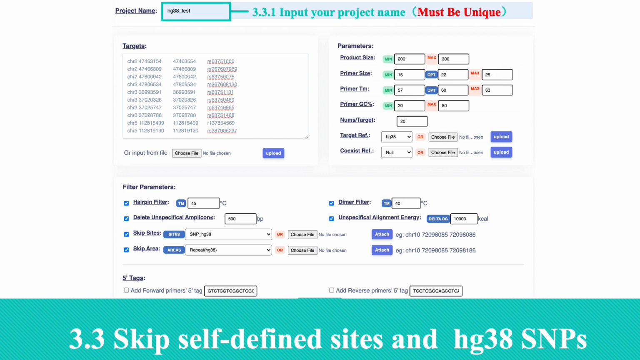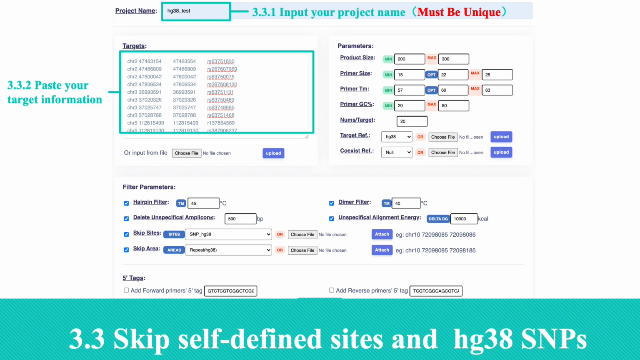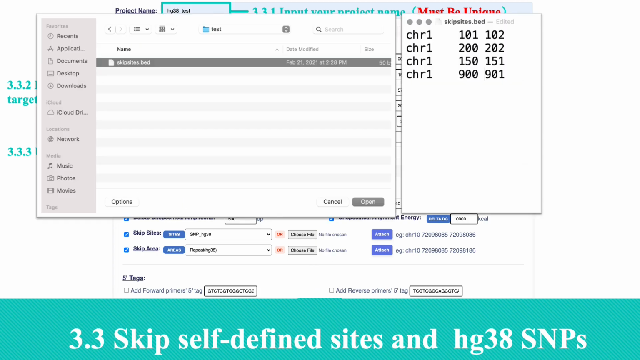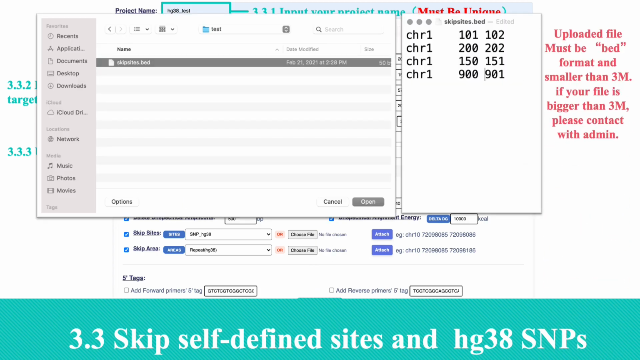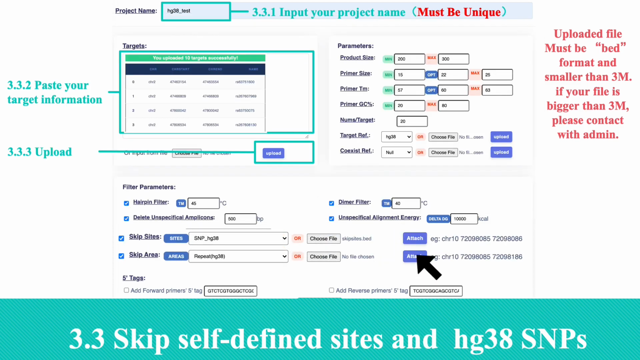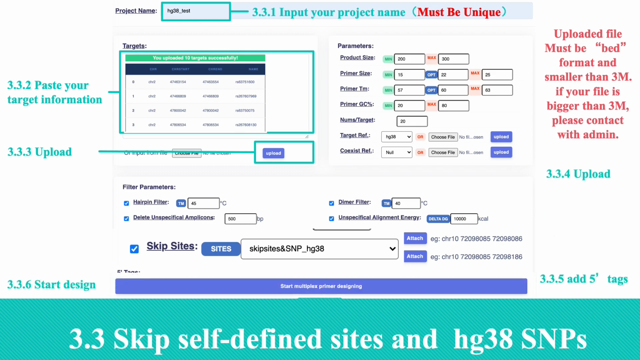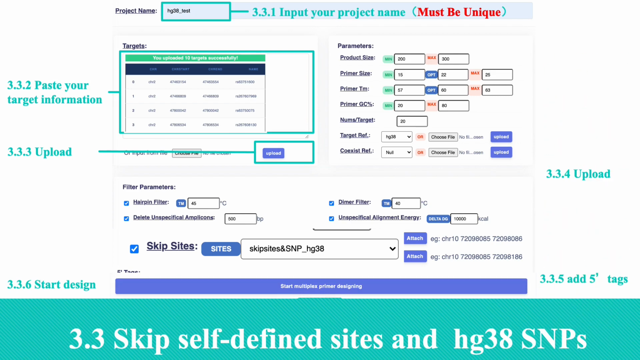Input your project name, which must be unique, first. Then paste your target information, upload. Select SNP_HG38 in the Skip Sites drop-down menu. Click on the Choose File button, choose your own 3-column bed file. Click on the Open button, click on the Attach button. Now you have finished your own sites file uploading. In the drop-down menu, the name is your own sites file name and the HG38 SNP name. Keep other parameters as default. You can start your primer design.